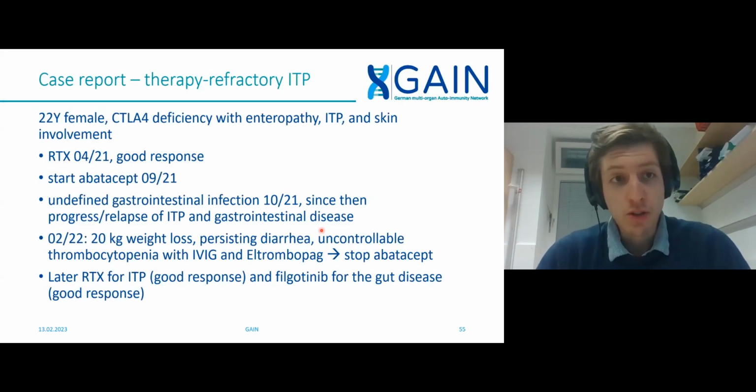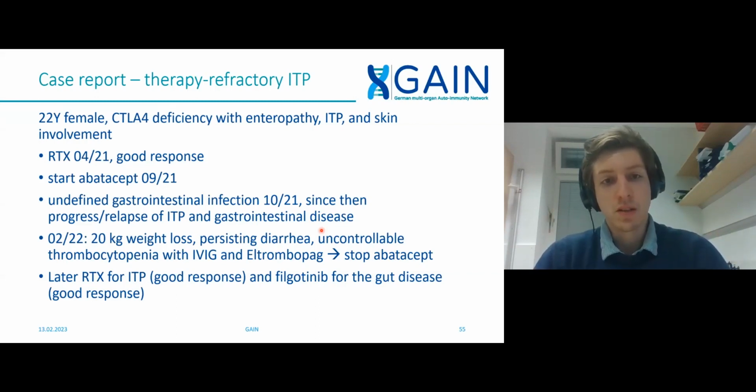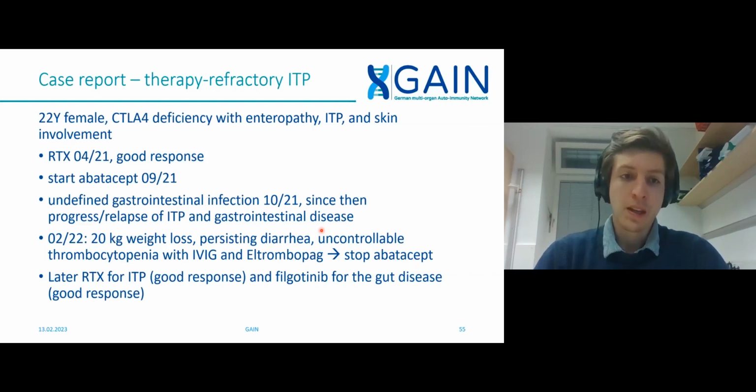And now I would like to share a few interesting case reports with some take-home messages for maybe your patients as well. The first one is the case with the therapy refractory ITP. This is a 22-year-old female patient with CTLA4 disease, history of enteropathy, ITP, and skin involvement. For her ITP, she received rituximab treatment before trial initiation. After the needed time period had passed, we started abatacept 6 months later.